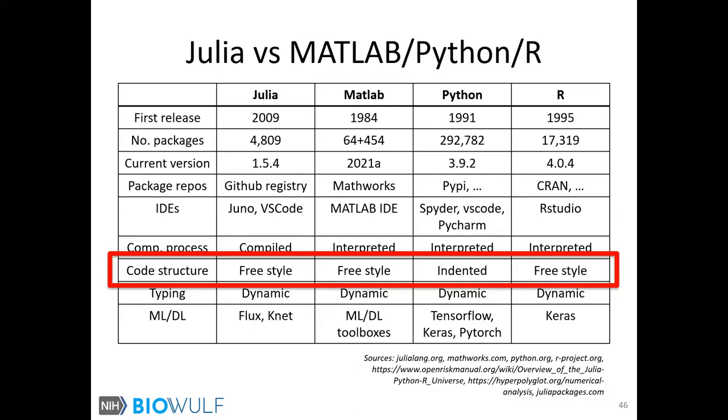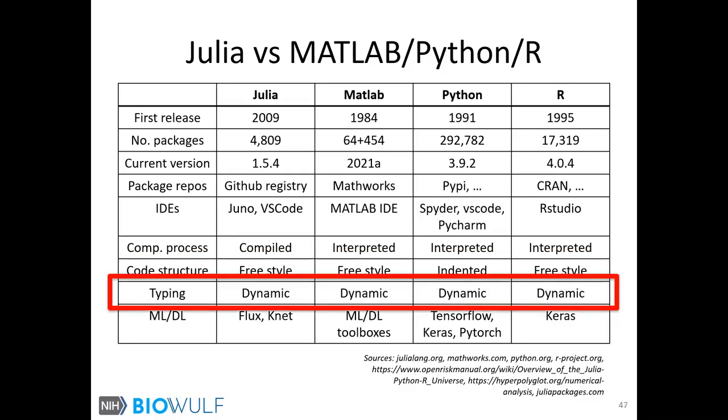The structure of the code in Julia is very similar to that of Python, R, and Matlab. Perhaps the only difference is that Python uses an indented structure. For those of you who have coded in Python and have gotten used to it, you stop thinking about that after a while, but Python requires your scripts to be indented in a specific way. Julia is freestyle. I'll show a few examples in a little bit.